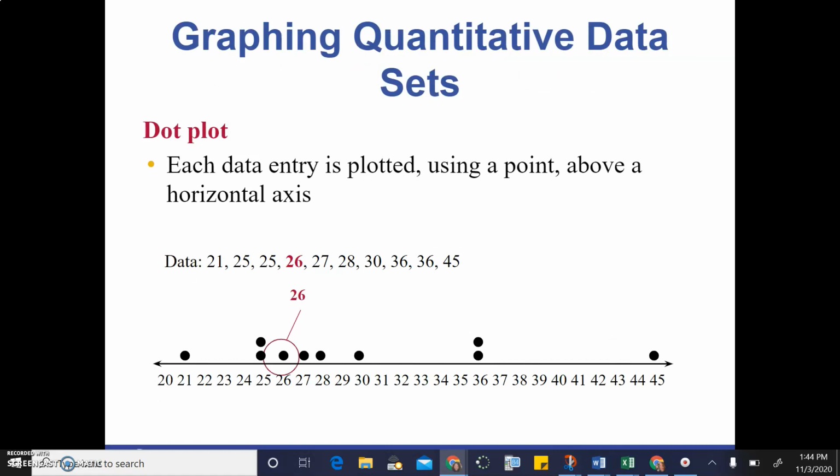Dot plot. We've already done one of these in our class. No big deal, right? If this was your data, then you write down all the answers from 20 all the way up to at least 45. And then you just put a little dot above every time you get that answer, right? We did this when we rolled the dice. So in this example, there's 1 who answered 21. There's 2 people that answered 25. 1 person answered 26. 1 person answered 27. There's 1 who answered 28. There's 1 who answered 30. 2 people that answered 36, and then 1 that said 45.